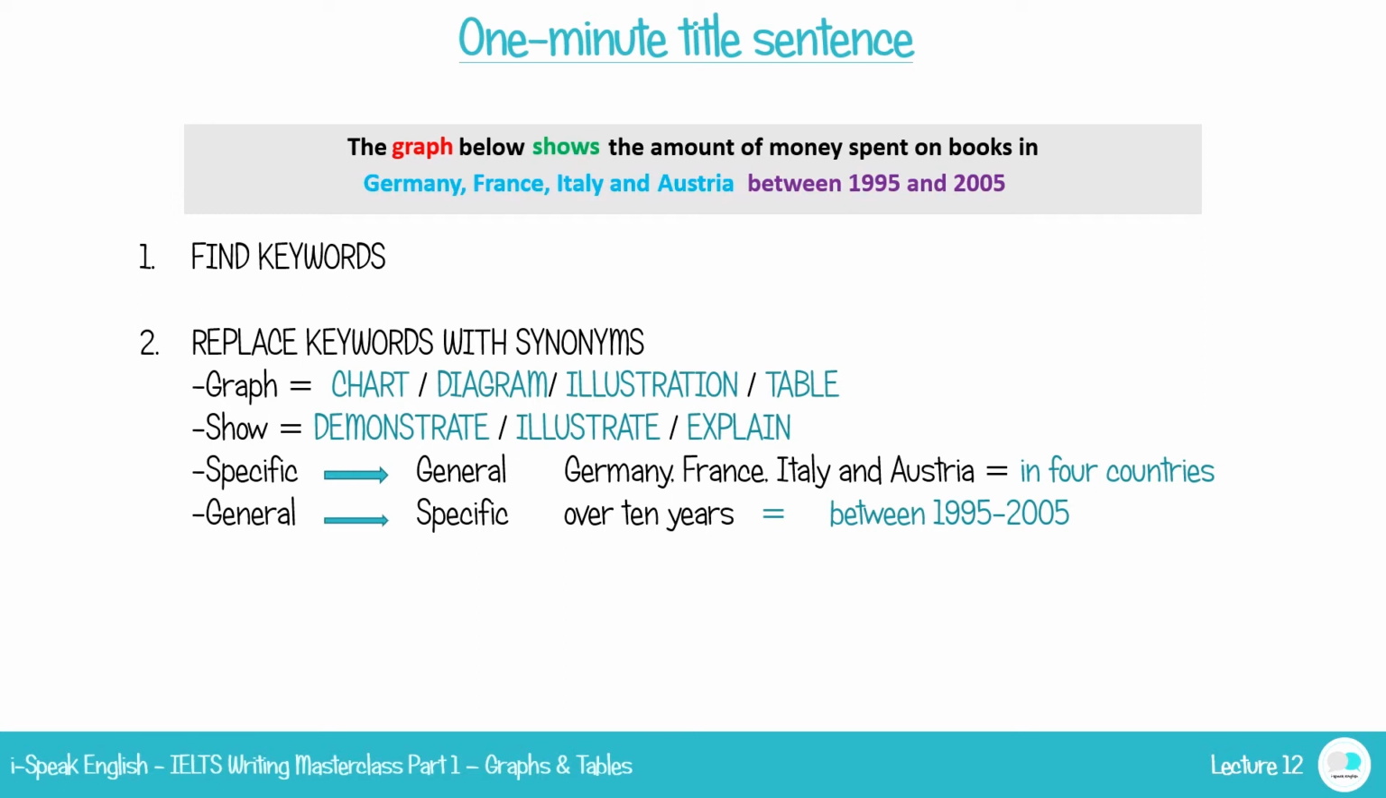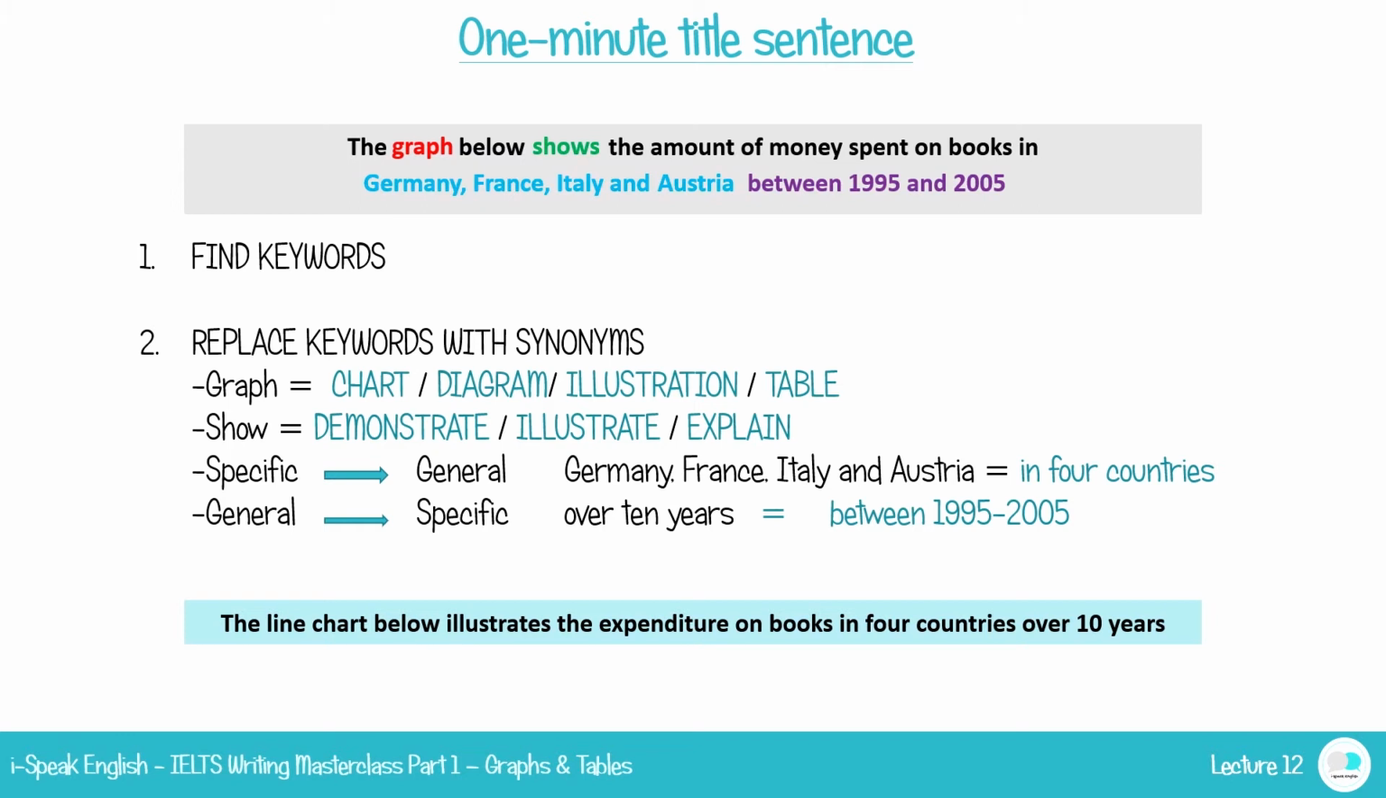So if we do all of that, we end up with something that looks like this. The line chart below illustrates the expenditure on books in 4 countries over 10 years. So that's the first step to paraphrasing. This isn't a full paraphrase yet. We still have to change the structure, and I'm going to show you how to do that now.